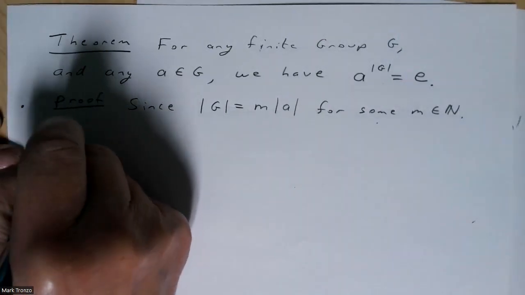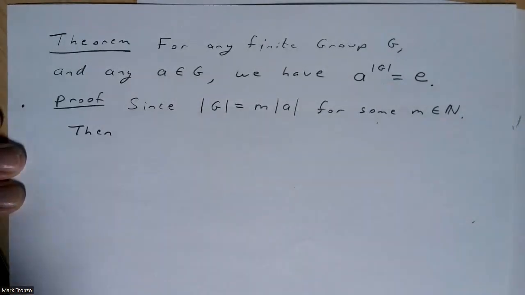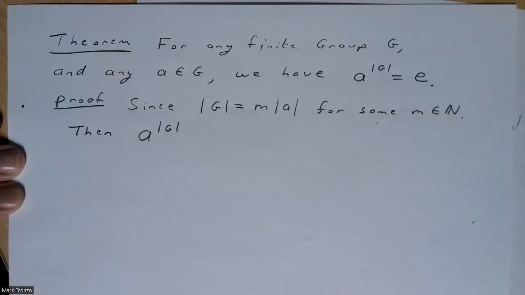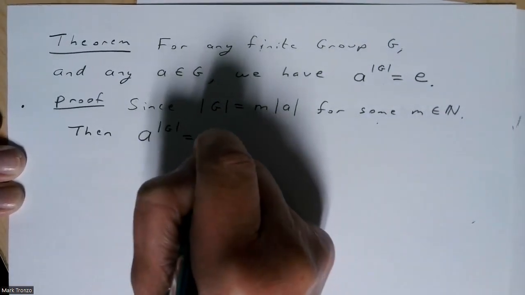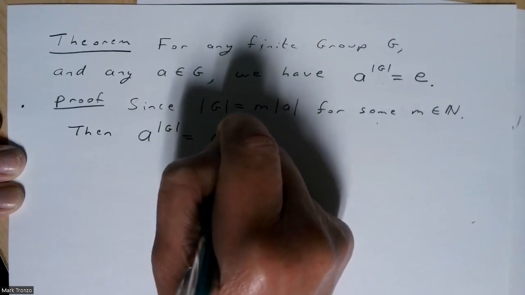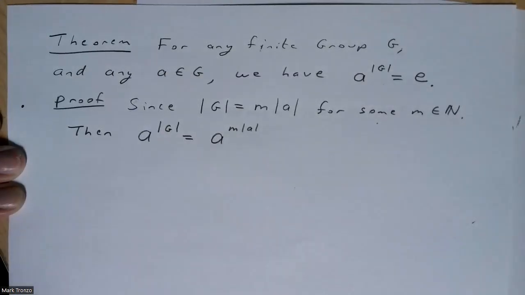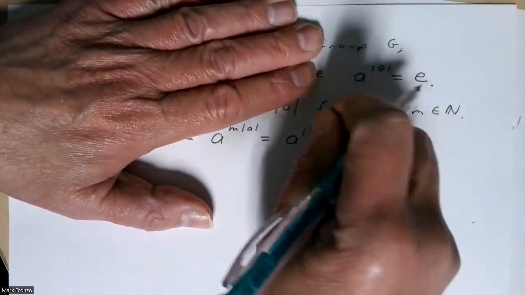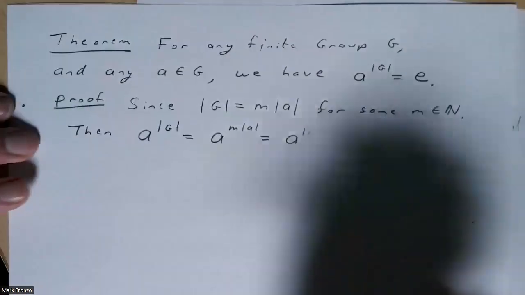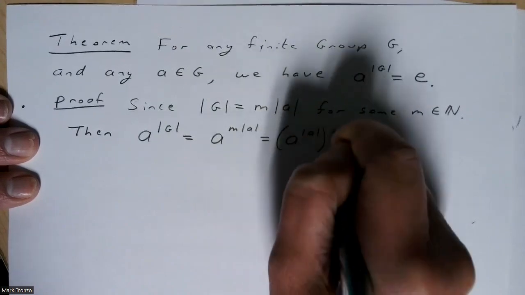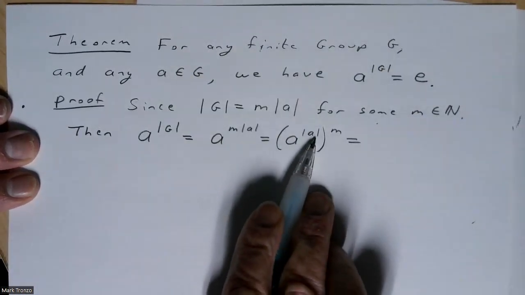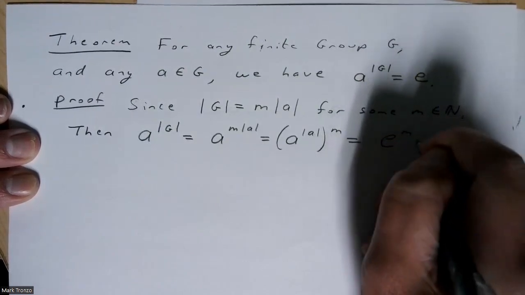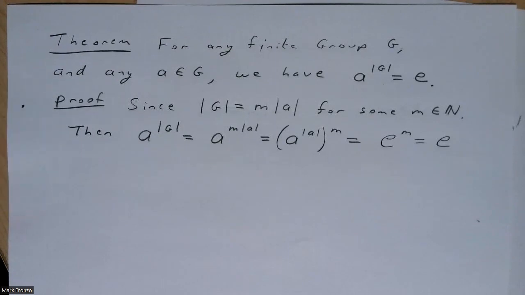Then A to the order of G is equal to A to the order of A times M, and we could rewrite that as A to the order of A, all to the M. So by definition, A to the order of A is going to be the identity, and the identity, to any power, is going to give you the identity.